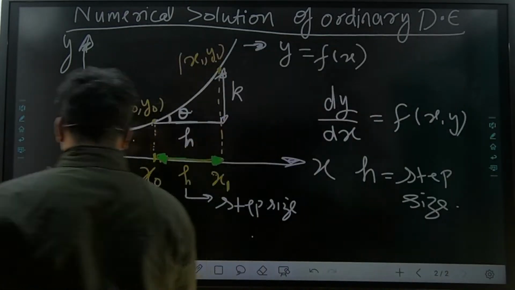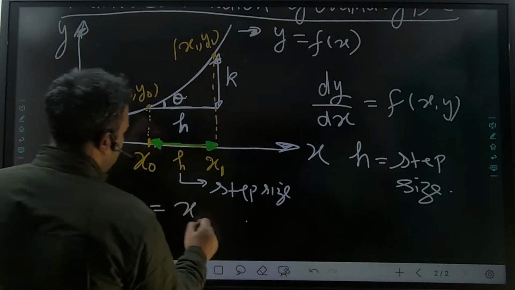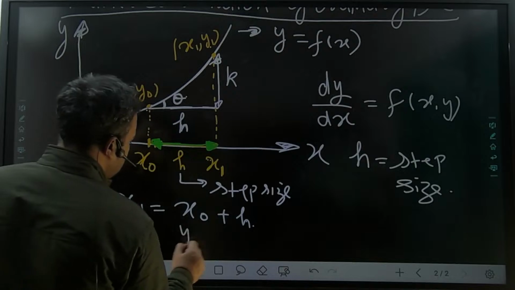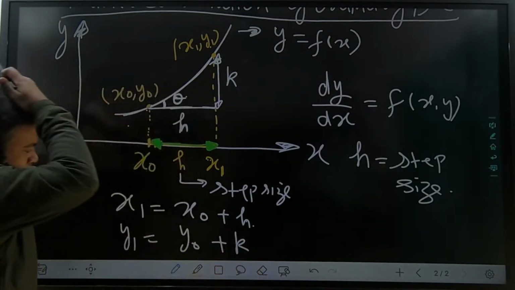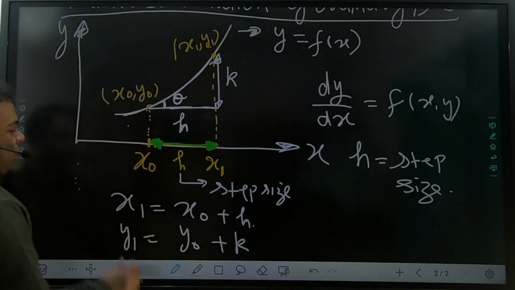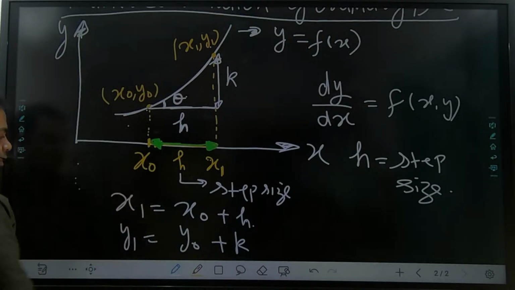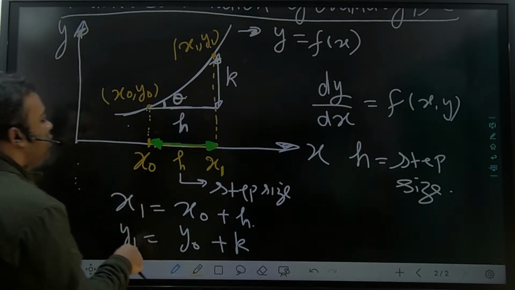So logically, x1 is equal to x naught plus h, and y1 is equal to the initial point, which I already know, y naught, plus k. So x naught and y naught the question will give you, and the step size also. They'll be asking you y1 at a particular x1 or y2 at a particular x2. For any particular x, they will want you to get the y value.